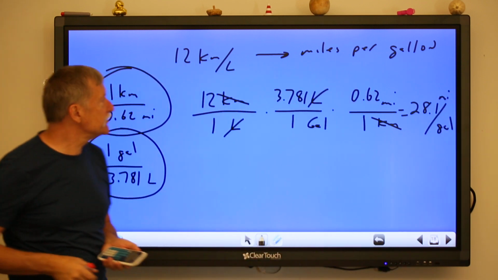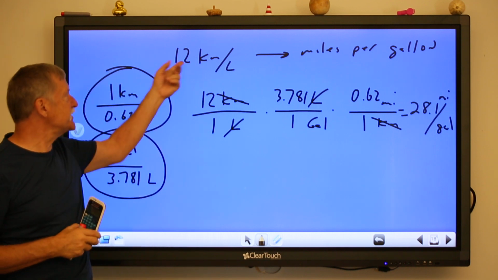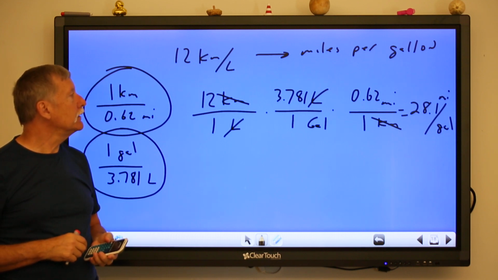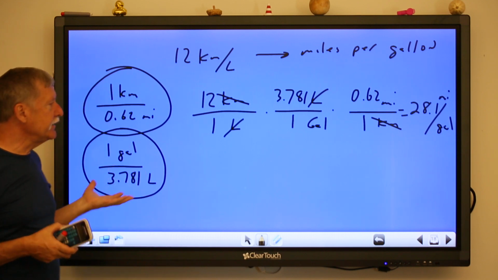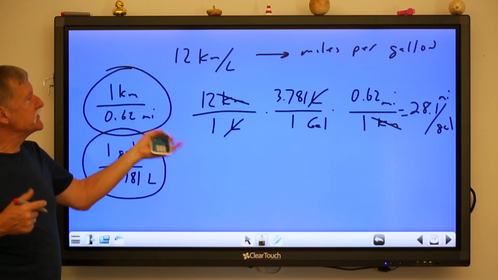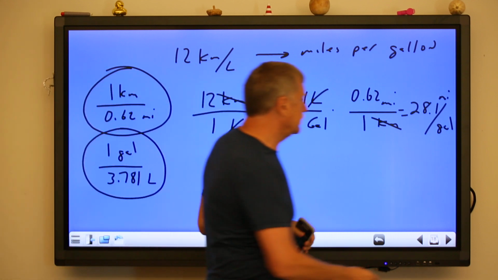Not bad gas mileage for your Euro vehicle. It makes 12 kilometers per liter. That doesn't sound like much. 28 miles per gallon does sound like a lot more. All right? So the idea of using multiple multipliers to cancel out existing units is the whole point of this. All right?